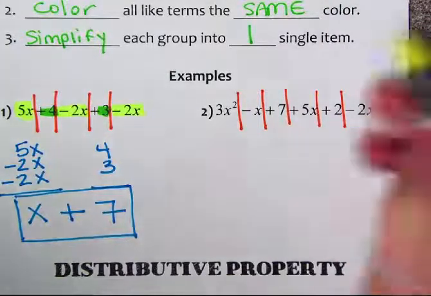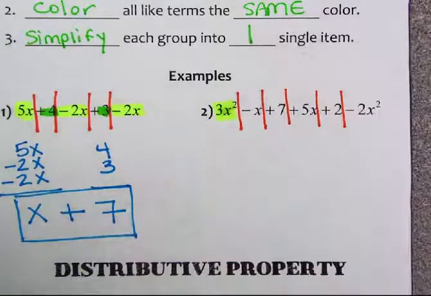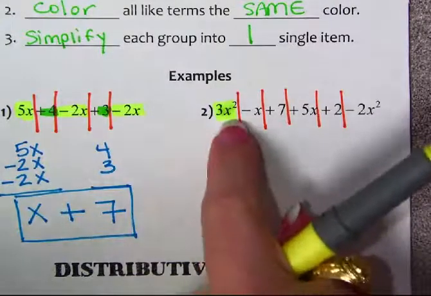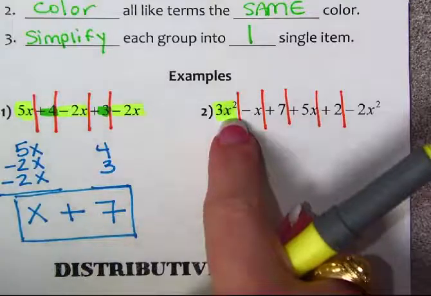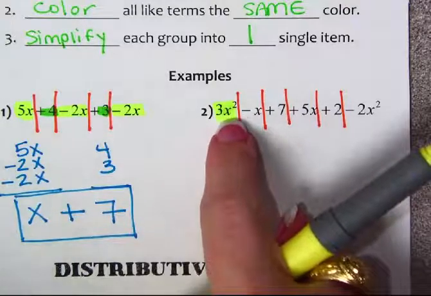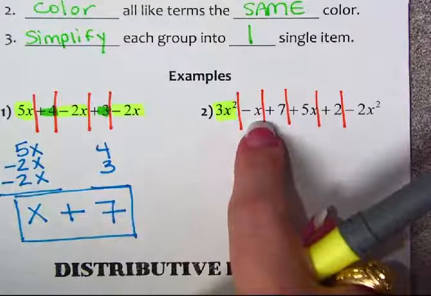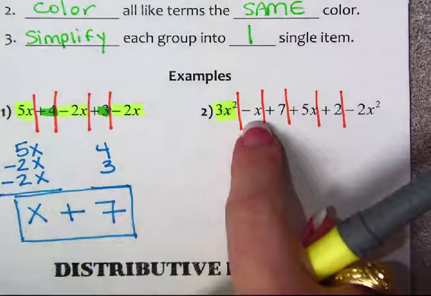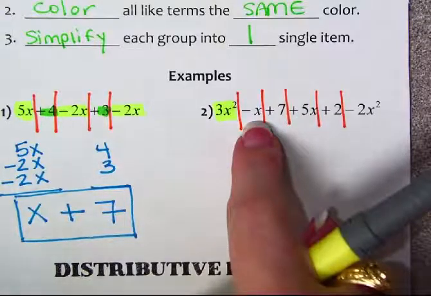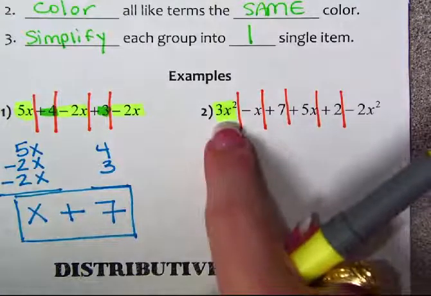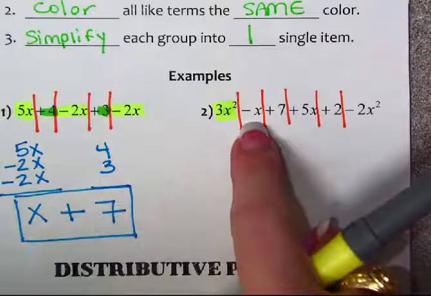Always start with your first term. So my first term is 3x squared. If I'm looking for like terms, I'm looking for terms that not only have an x, but that say x squared. So when I go to this second term here, this is just negative x. There is no squared on that. It is not a like term. X squareds and x's don't play on the same team.